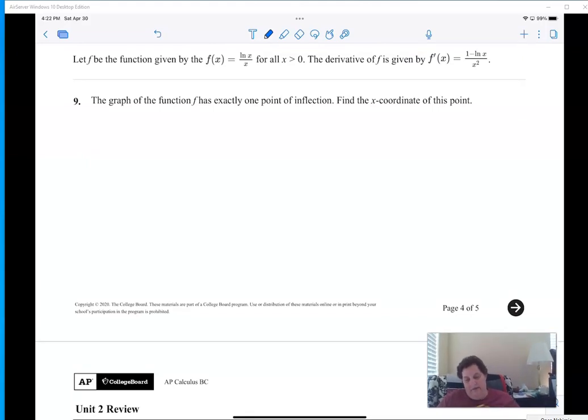All right. Question 9. Let f be the function given by ln of x over x. X can only be bigger than 0. The derivative, oh, that's so nice. They gave me the derivative. The graph of the function has exactly one point of inflection. Find it. Okay, definition time. What's the point of inflection? Second derivative is 0 and changes sign.